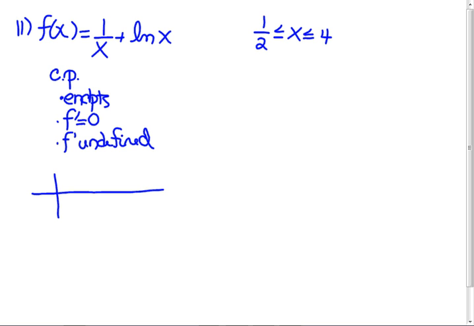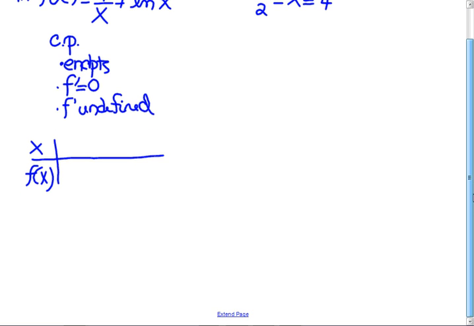Because if it's on the exam, you might get a point for just testing the endpoints, even if you don't do the calculus. So do the easy things first. Get as many points as you can. One endpoint is 1/2, and the other endpoint is 4.